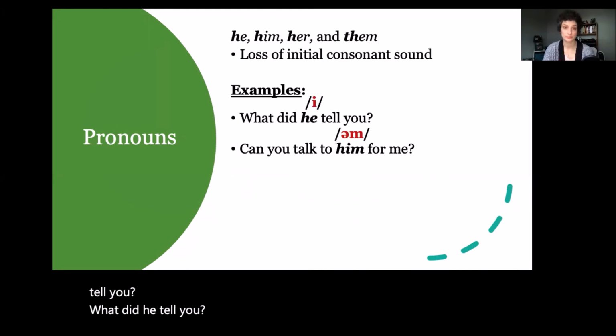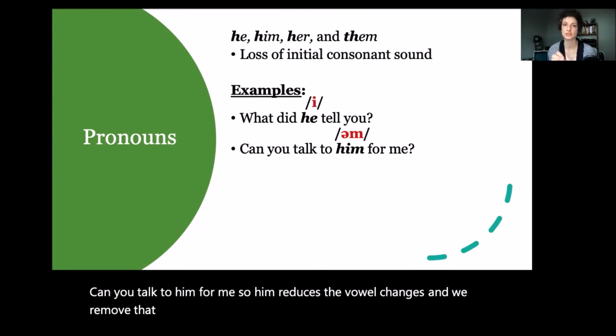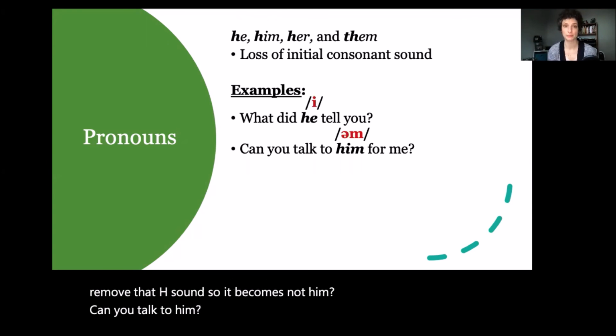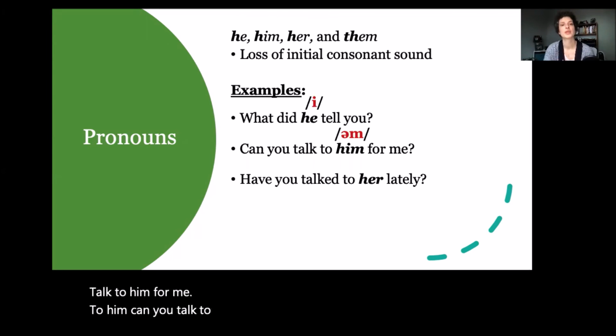Can you talk to him for me? So "him" reduces: the vowel changes and we remove that H sound. So it becomes not "him" but "im." Can you talk to him for me? To him. Can you talk to him for me?